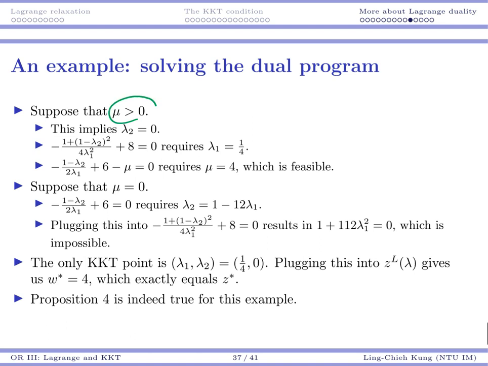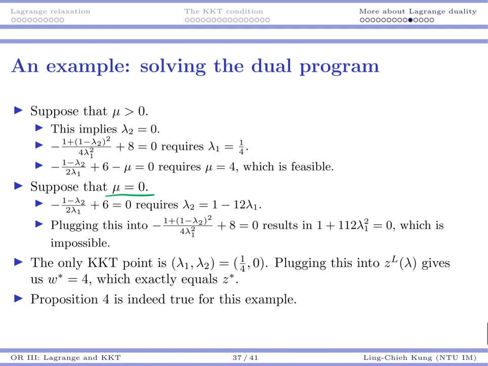So again, your mu may have two possibilities. First, your mu may be positive. If that's the case, your lambda 2 would be 0. Doing some arithmetic, you're going to get the two first order conditions. They together will tell you that your lambda 1 should be 1 over 4. And then you plug in this, plug in that, you're going to get your mu to be 4, which is feasible. Okay, so you get one candidate solution.